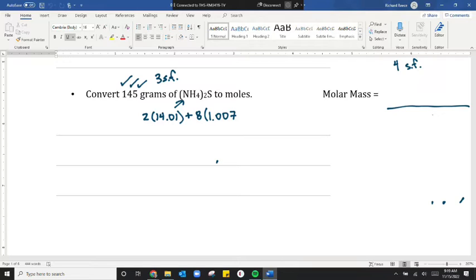So dim in here. 1.00, actually 1.008 is what that would round to. That'll make sure that I have a 4th sig fig. And then sulfur is 32.07. I just can't see it from back here. 7, thank you.